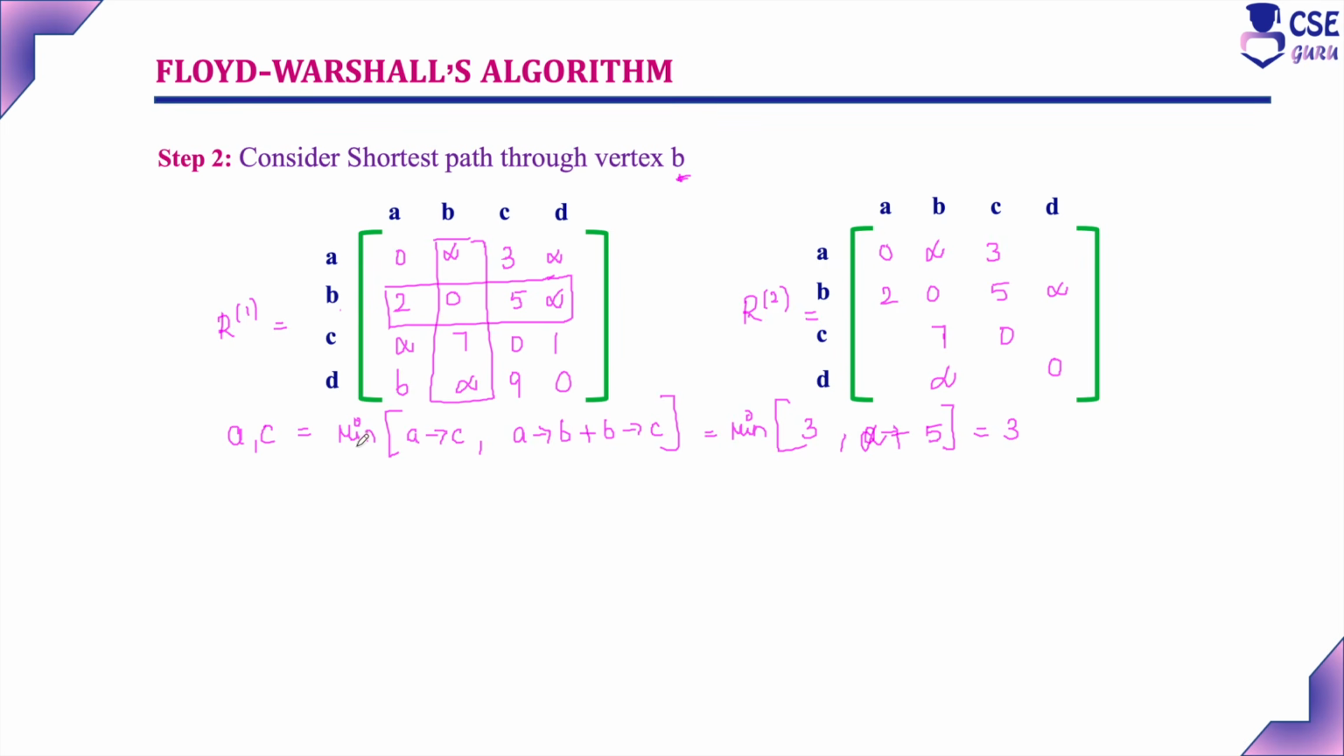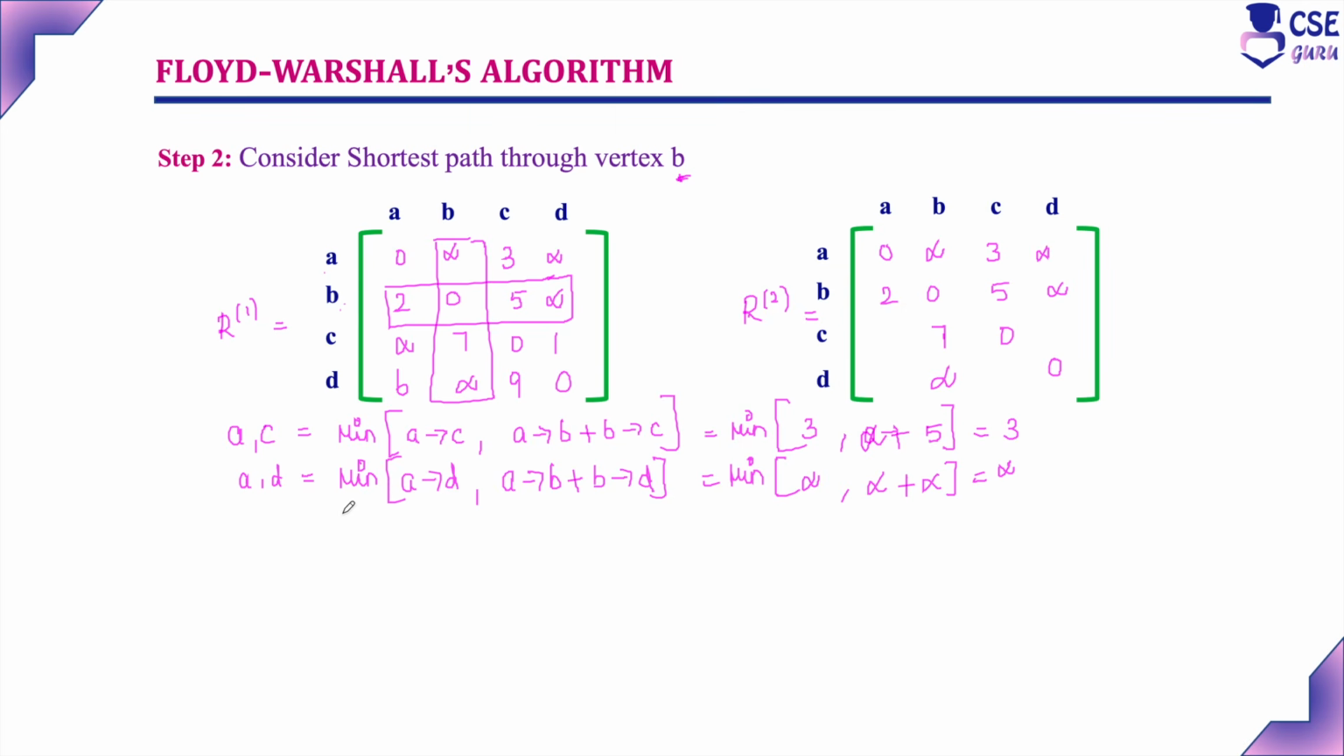Next is A to D, shortest path for A to D. We will get the minimum of A to D through the vertex B. That is A to B plus B to D. A to D is infinite, and A to B is infinite, plus B to D is also infinite. So we will get infinite only.